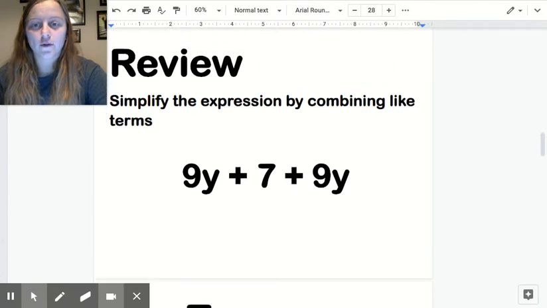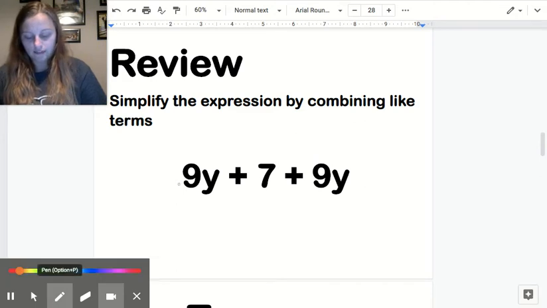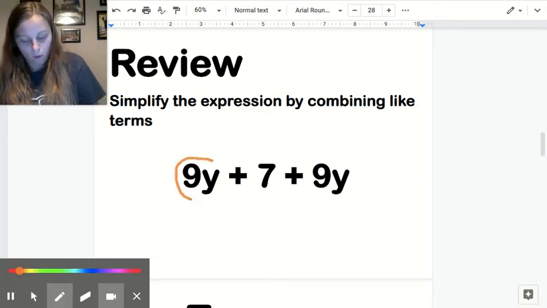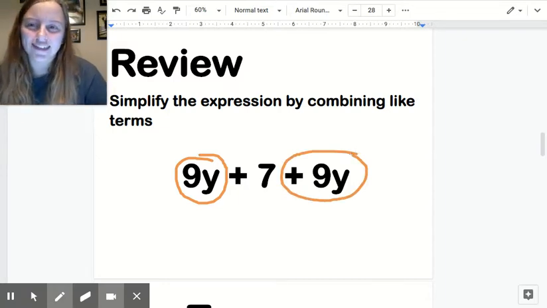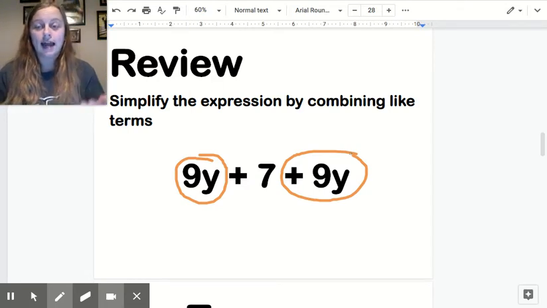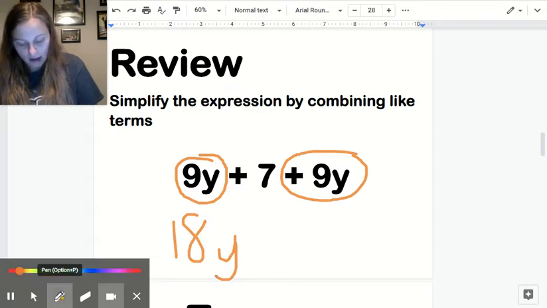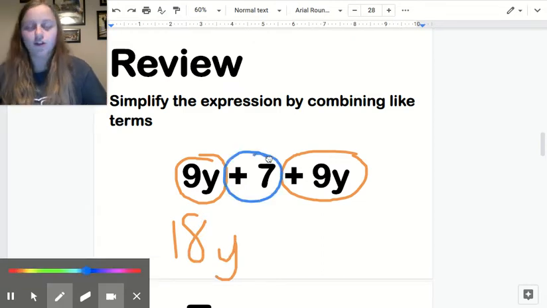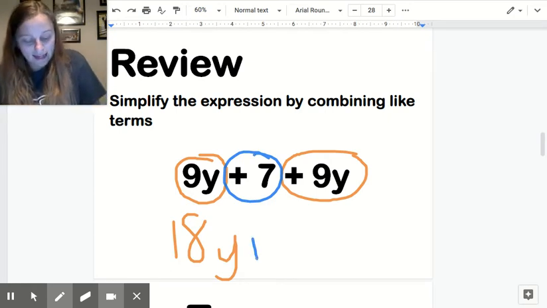Let's go ahead and look at another one. We have 9y plus 7 plus 9y. Well, I need to figure out what are my like terms. So I'm going to circle my y's in orange. I circled the plus in front of that second one because that's telling me what type of math I'm even going to do. So I have 9y and 9y. Well, how many y's is that total? That's 18 y's. I'm going to circle my plus 7 in a different color here because it doesn't have a y attached. So I cannot combine that.